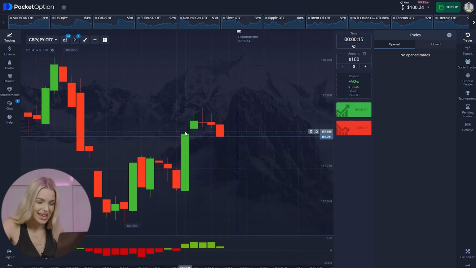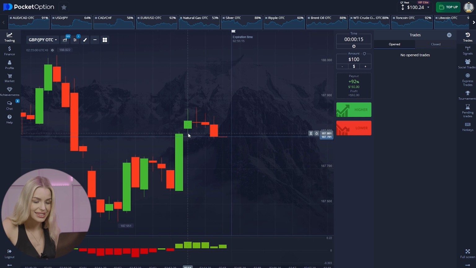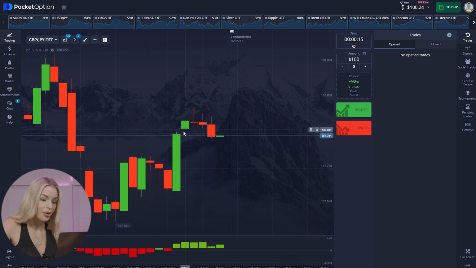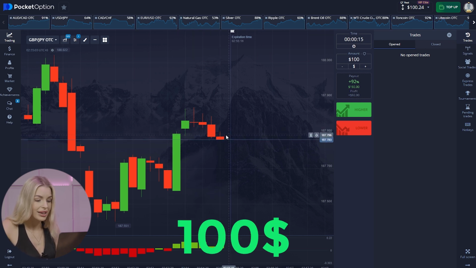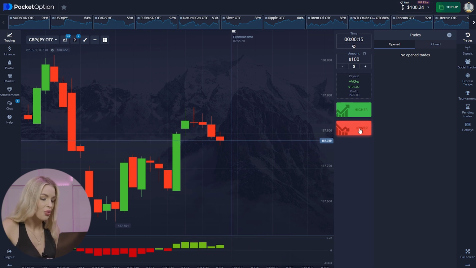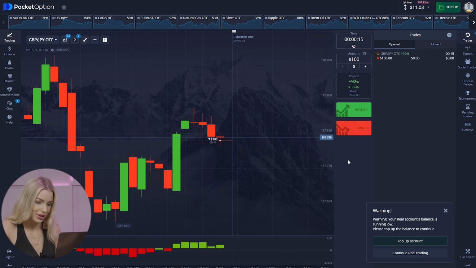Just look at this. As we predicted, the price has touched the imbalance level again and a reversal is in the works. This is our entry point. We will bet everything. All $100 is the first deal to the downside. And the chart goes down very rapidly. There is no chance of losing.